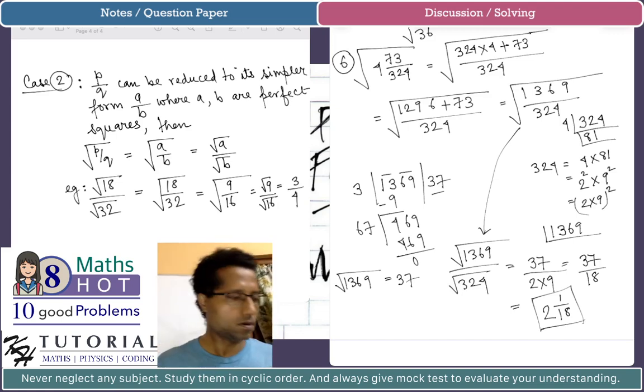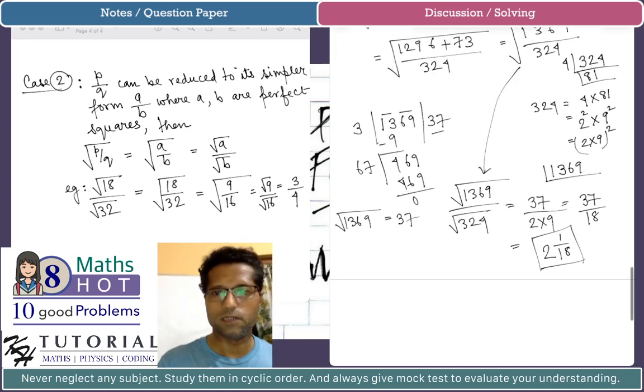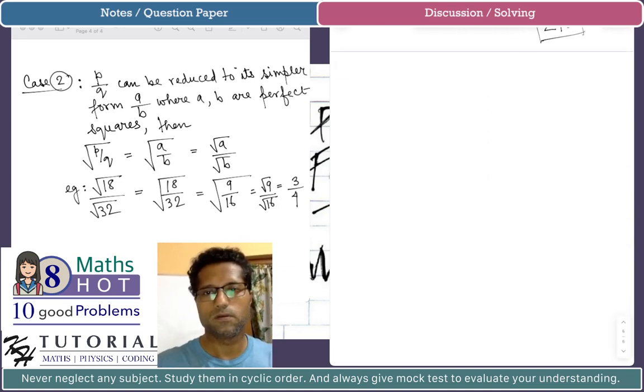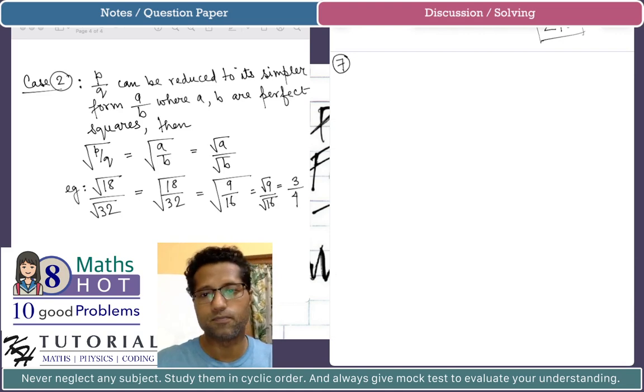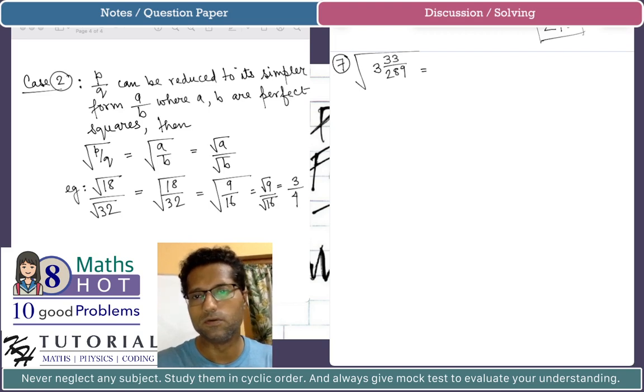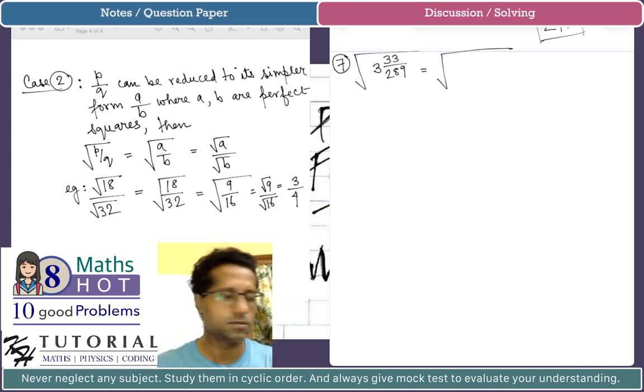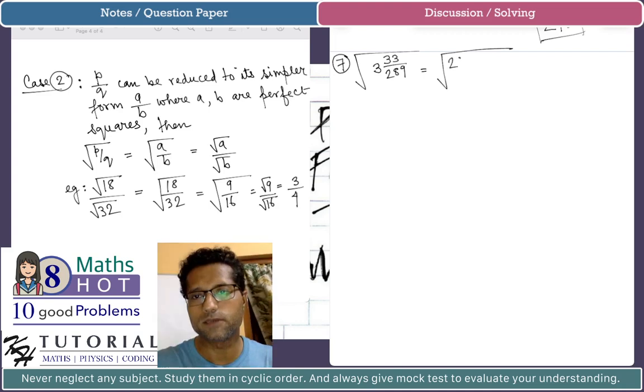Okay, let's do all of them quickly. I don't know how quickly I am doing. So the given fraction is again a mixed fraction, 3 and 33 by 289. These are really big numbers. Okay, so if I convert the given mixed fraction to an improper fraction, I get 289 multiplied by 3 plus 33 divided by 289.